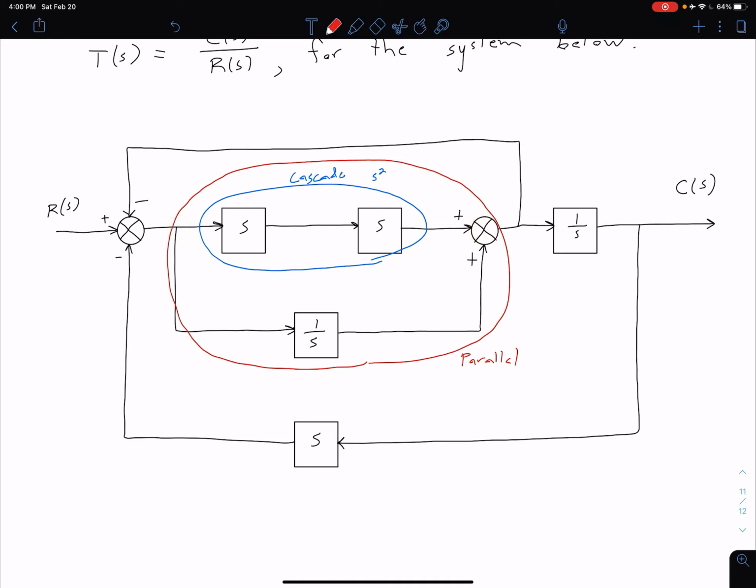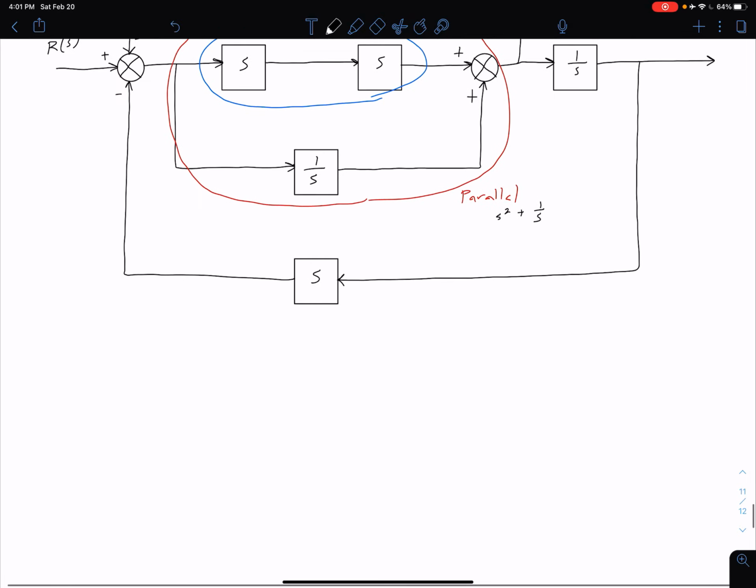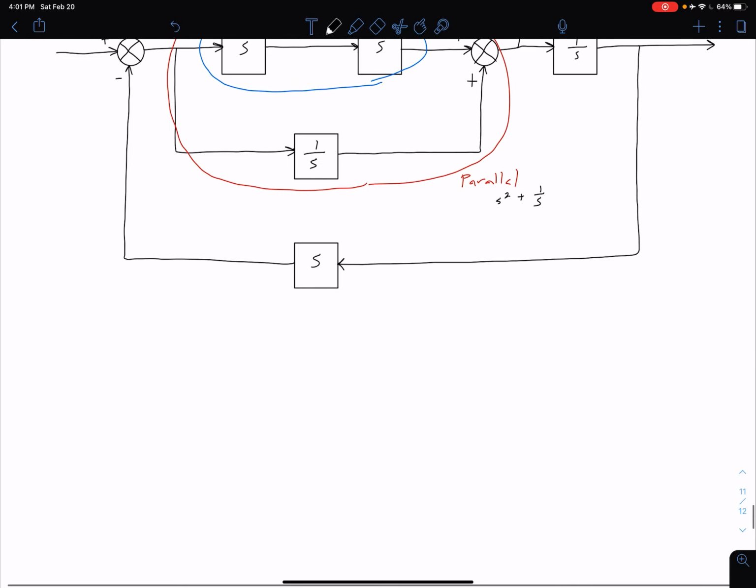Okay, and that parallel combination, remember for things in parallel, we just add or subtract. In this case, both things are being added into that summing junction. So our overall parallel combination, we're going to have the S squared, which we got from the cascade, plus the 1 over S from that parallel branch below it. So now what we want to do is redraw our system with those simplifications. So let me just resize that.